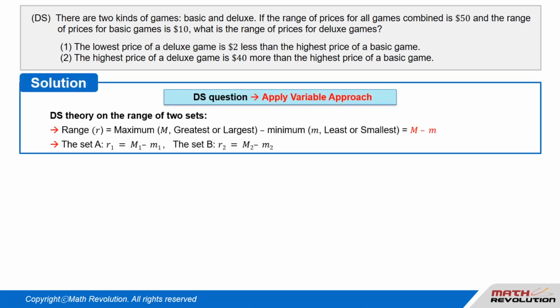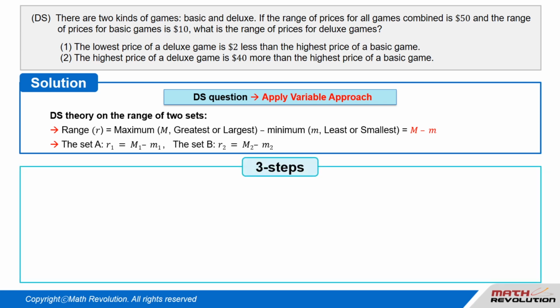Solution. Let's solve this DS question using the variable approach. Let's apply the 3 steps suggested previously. Follow the first step of the variable approach by modifying and rechecking the original condition and the question.